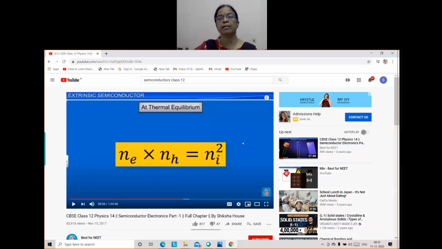Just below the conduction band an energy level is formed. That is the donor energy level. That is in n-type. Just above the valence band an energy level is formed. That is the acceptor energy level. That is in p-type. That's the main difference between n-type and p-type.